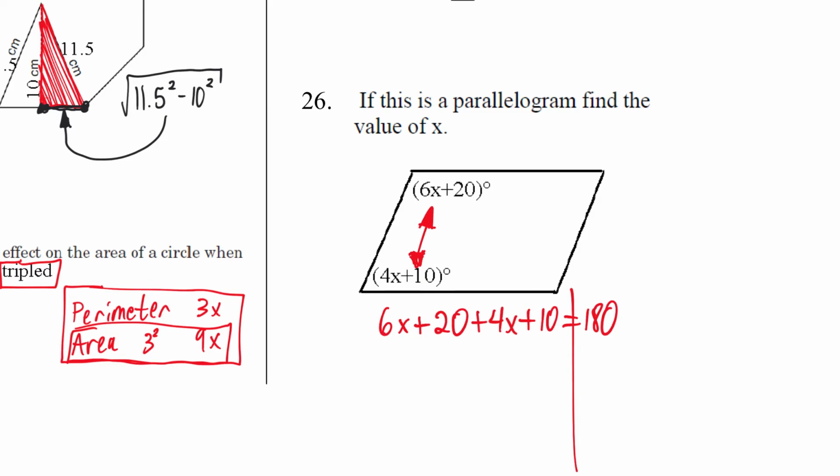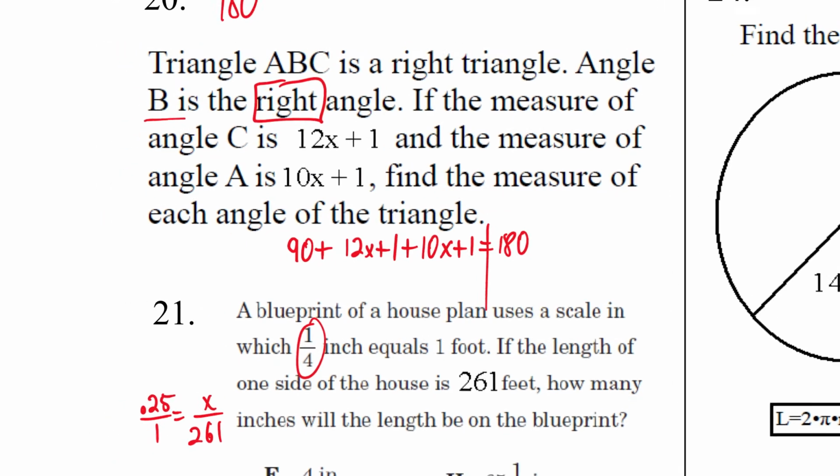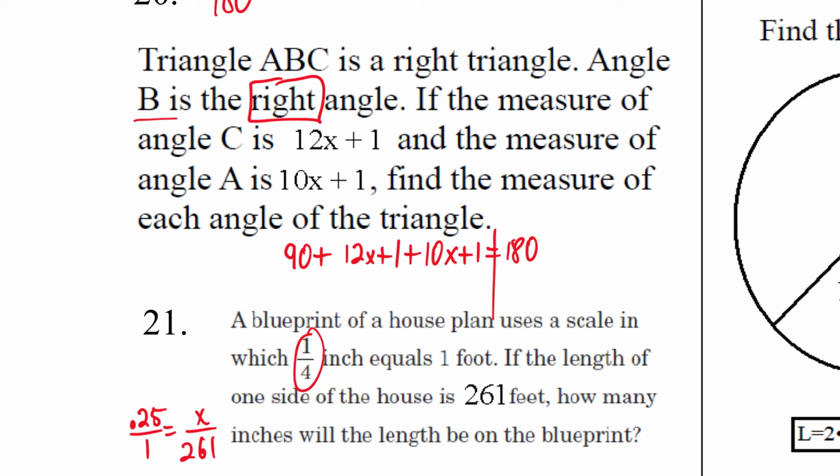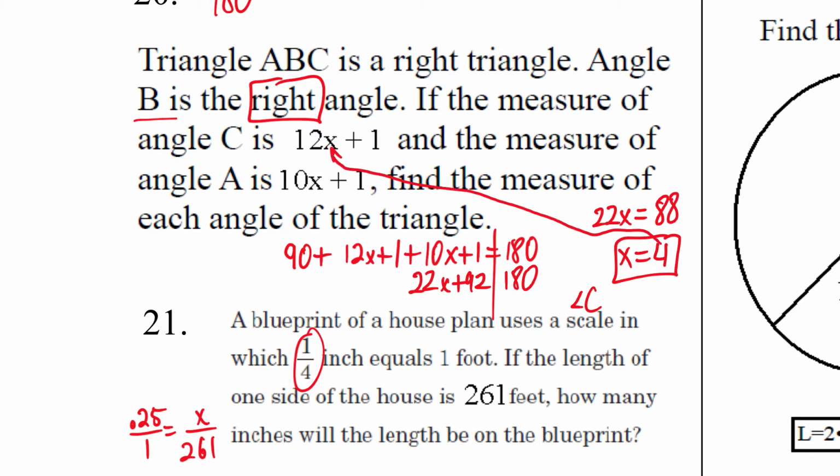All right, so back over here to number 20. Okay, when you combine like terms on this, you get 22x plus 92 equals 180. You subtract 92 and you get 22x equals 88. Then you divide by 22 and you get x equals 4 on that. Then you got to plug it back in. So for angle C, when you plug in 4, 12 times 4 is 48 plus 1 is 49. And for angle A, 10 times 4 is 40 plus 1 is 41.